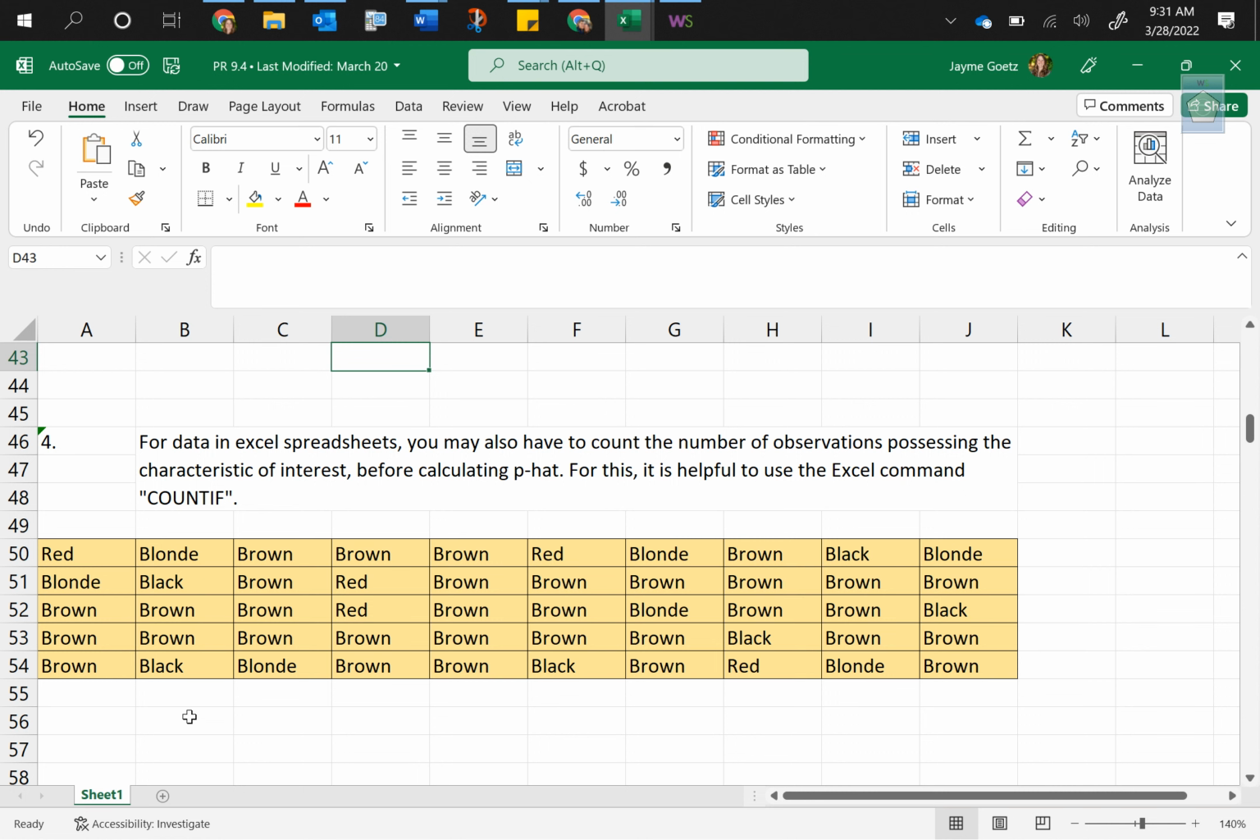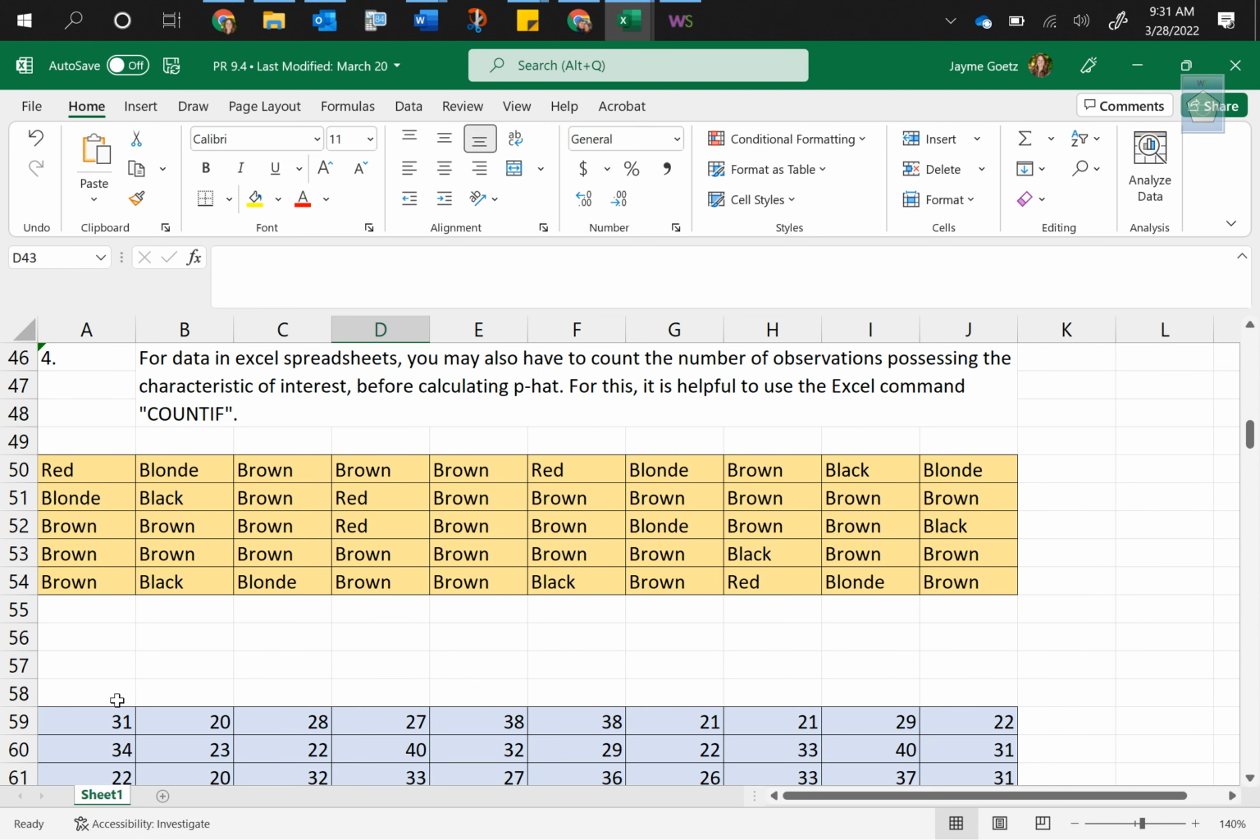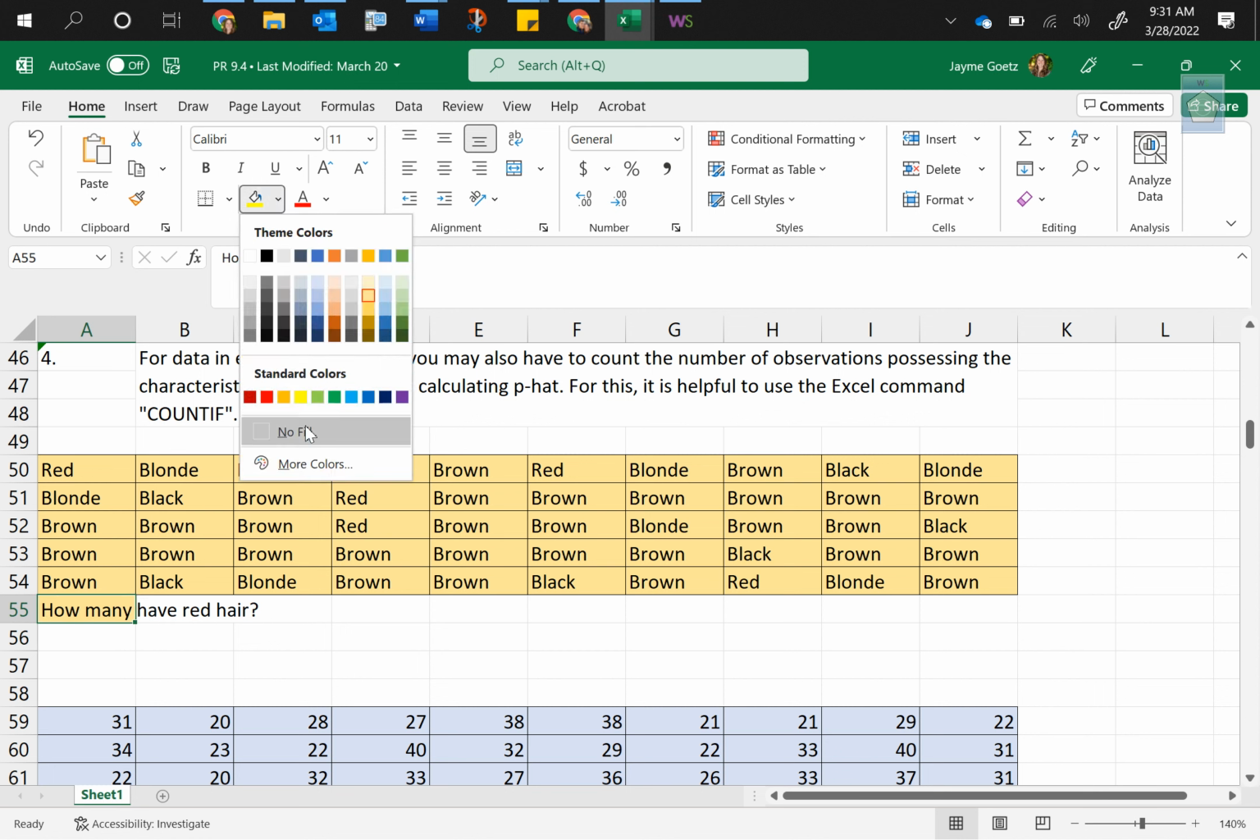So I'm going to come down here, and let's say I want to ask the question, how many have red hair? Okay, that's what we're trying to figure out. We have all of these guys here, and I want to know how many have red hair.